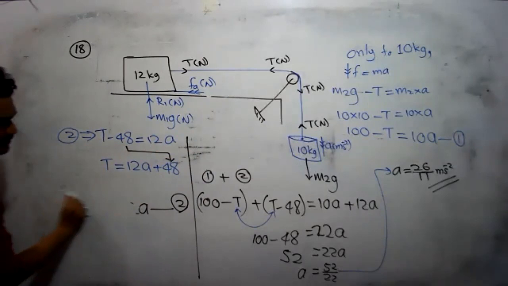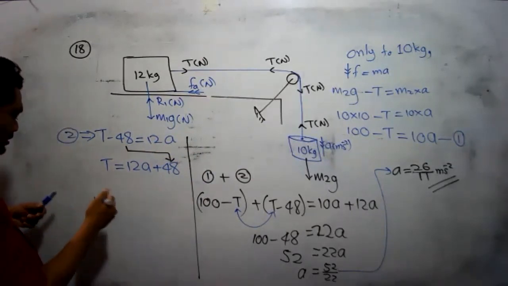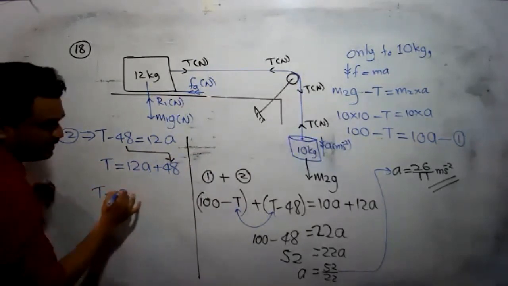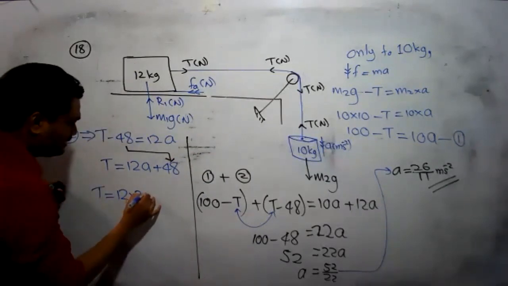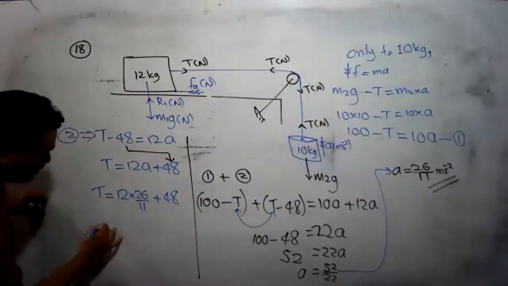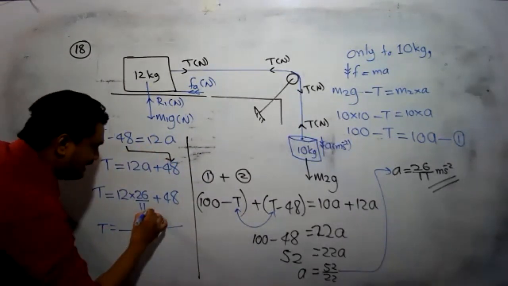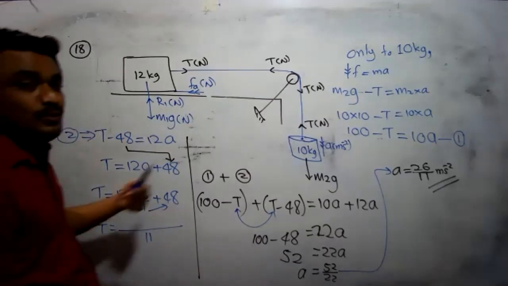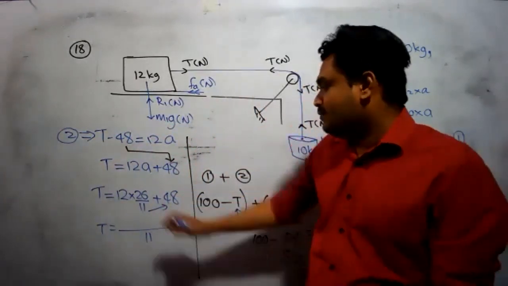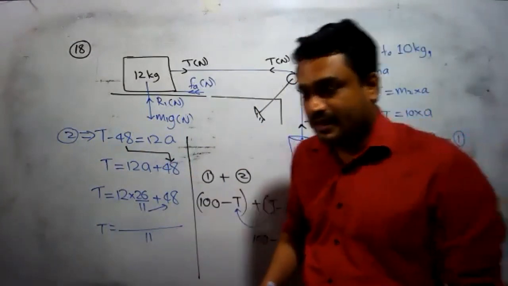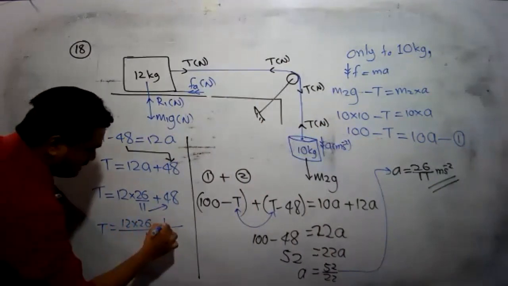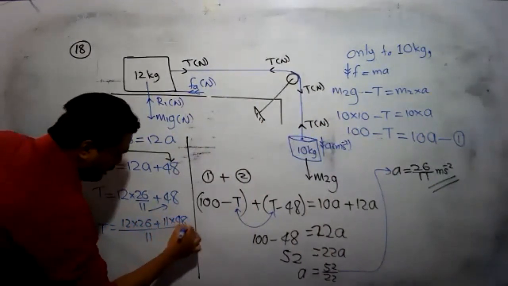Still, I did not substitute the value for the acceleration. Give me a try. T equals 12 times A, which is 26 over 11, plus 48. So T equals, let me take the common denominator as 11. So 48 should be multiplied by 11. That's how we take a common denominator. Then only we can take the denominator as 11. So 12 into 26 plus 11 into 48.